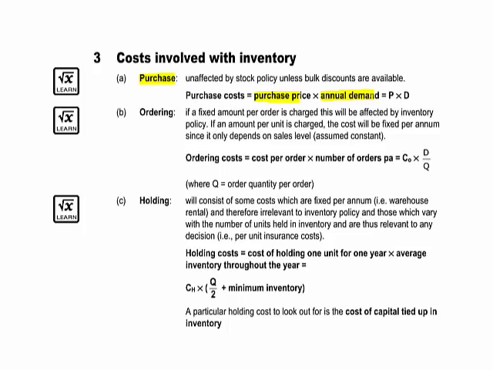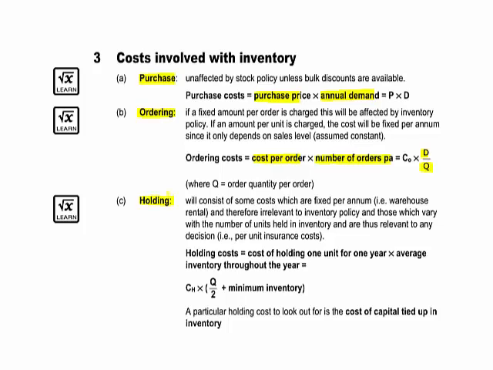The ordering costs though will be affected by inventory if we're charged a fixed amount per order. So what we're going to do is we're going to look at what our ordering costs will be if they're affected by the number of orders. If they're affected by the number of units, then they're going to be dependent on sales levels. So the ordering costs then will equal the cost per order times by the number of orders. And the number of orders then is the annual demand divided by the number that we're ordering per order.